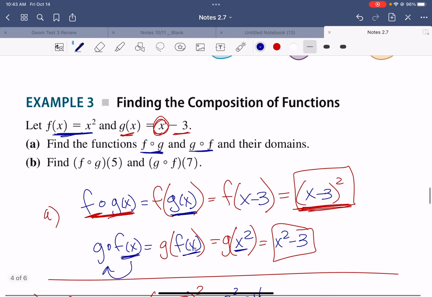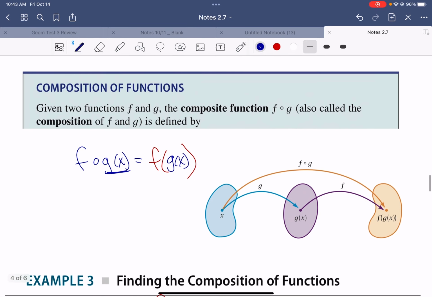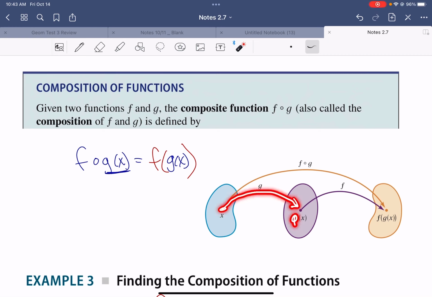Cool. So again, this is just another way to create a function out of f and g, is make an assembly line. First you plug into one function, get an output, and then that becomes the input for the next function. Input gives you this output, and that output becomes the input for the next part of the assembly line.